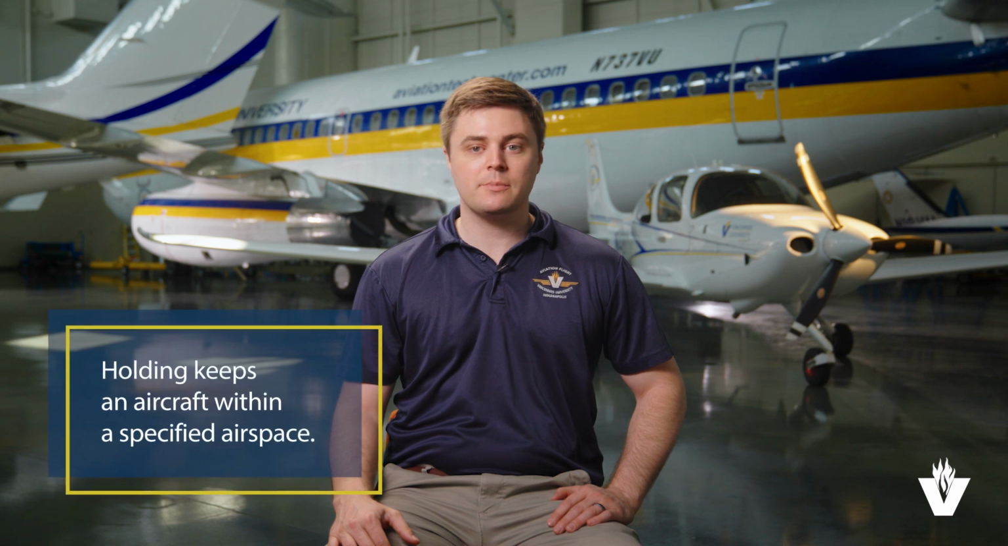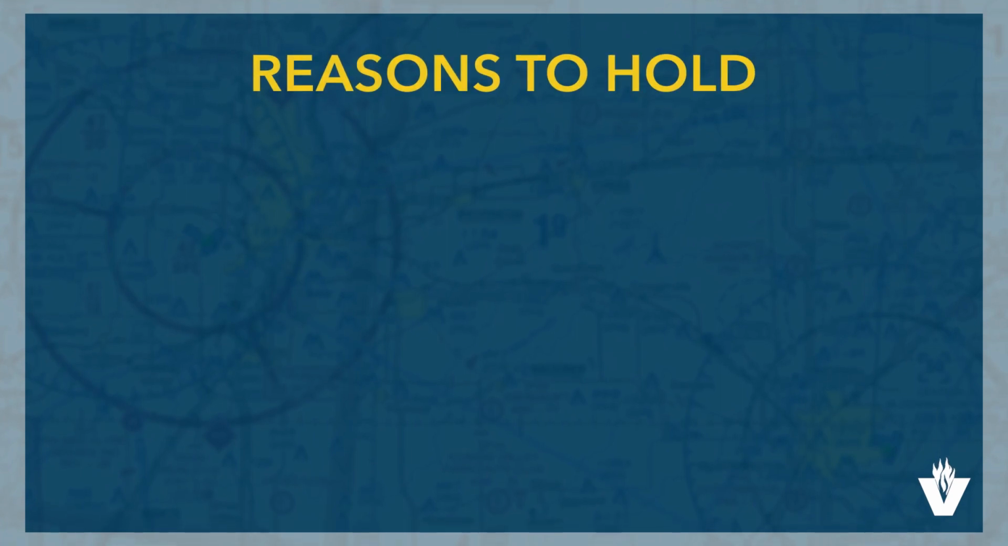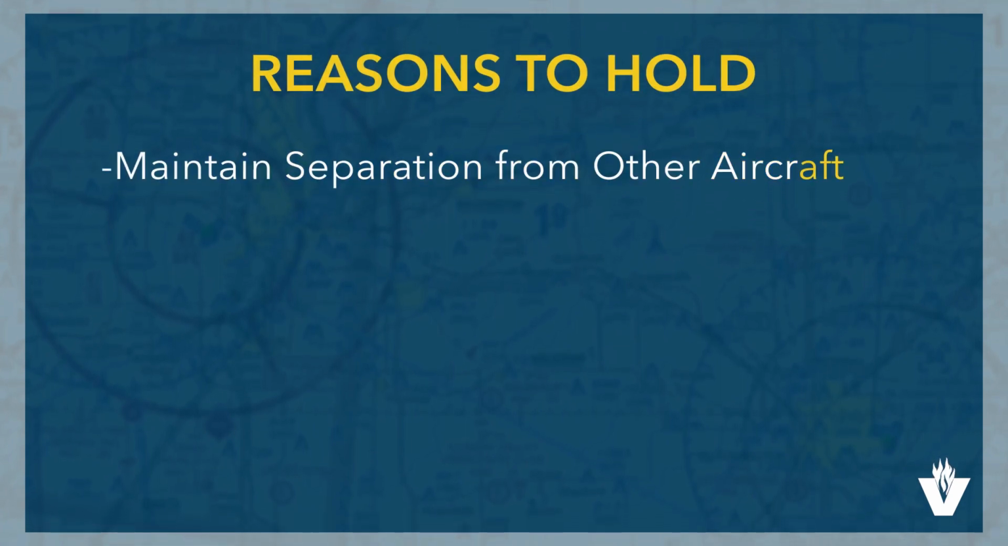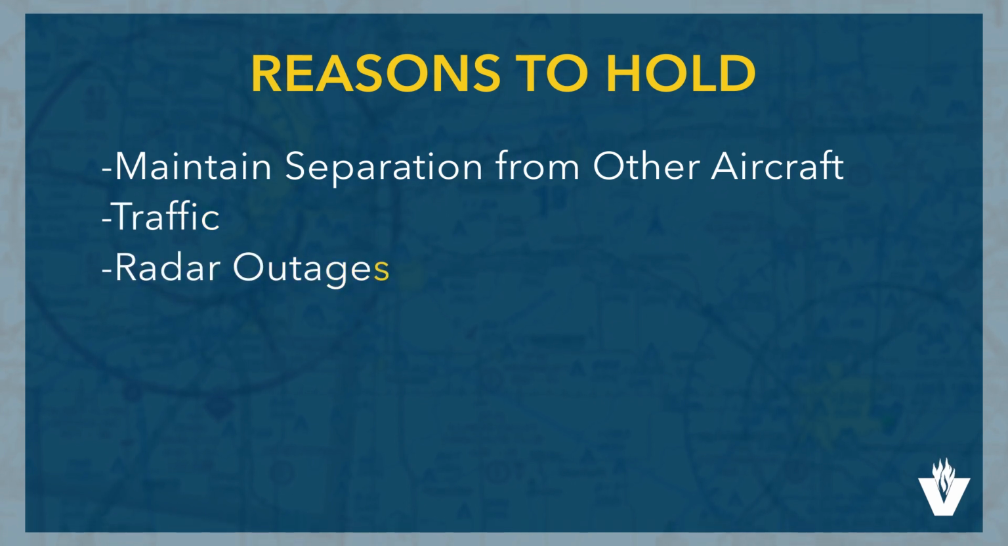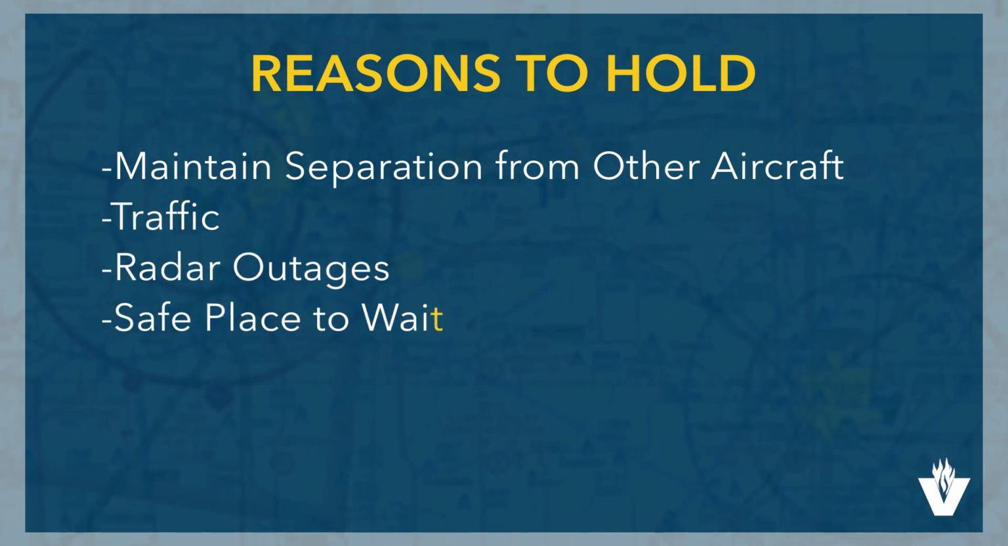In this video, you'll learn how to enter and maintain a holding pattern. A holding pattern is a procedure that keeps aircraft within specified airspace while awaiting further clearance from air traffic control. Aircraft may be required to hold for a variety of reasons, including maintaining separation from another aircraft, high volumes of traffic at your destination, radar outages, or simply giving you a place to figure things out if you can't make it into your destination airport.